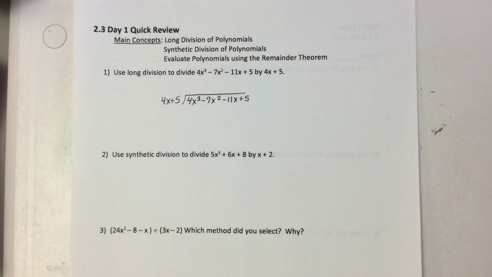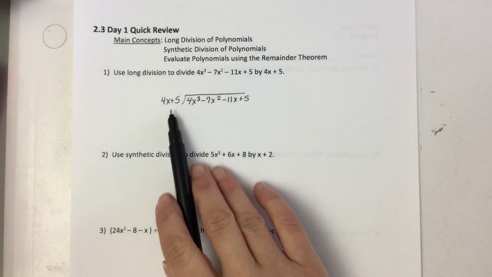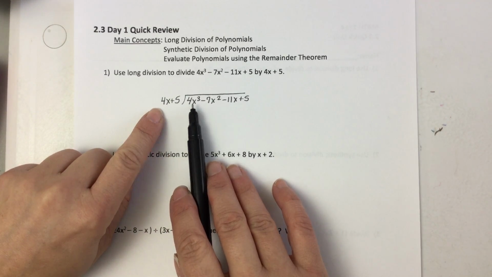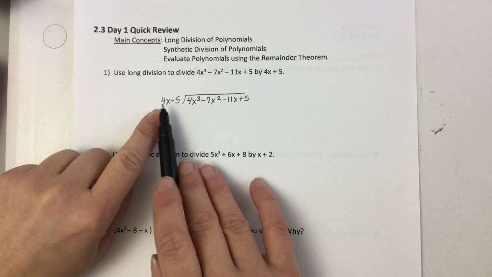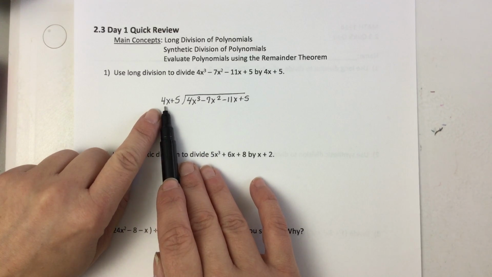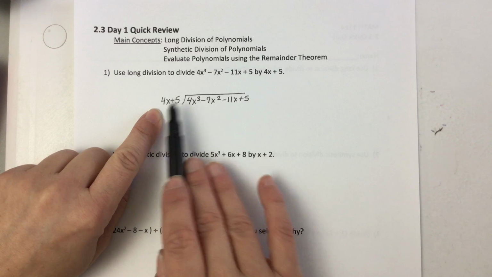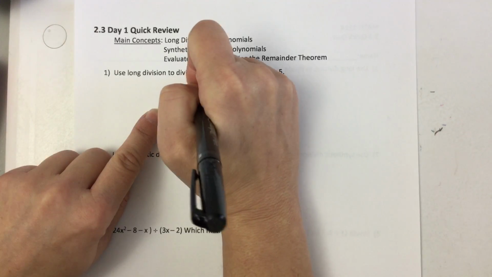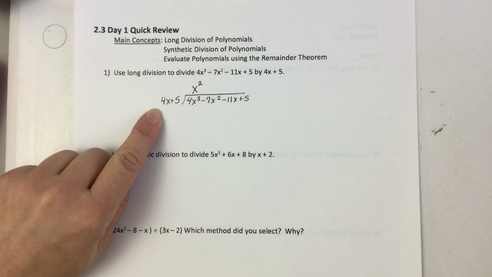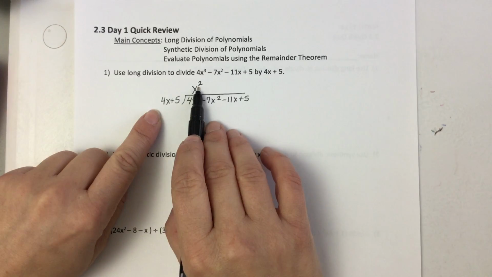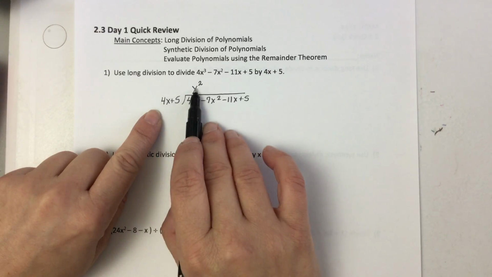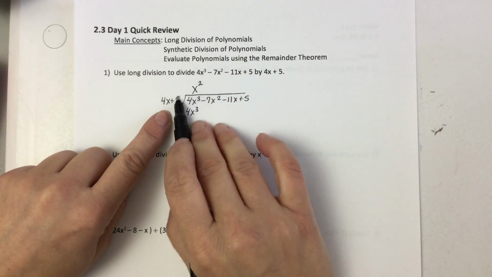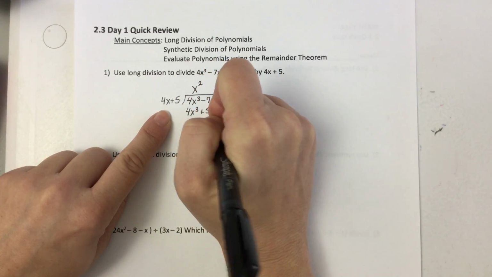Now to start the long division process, what you want to do is take the first term on the outside and turn it into the first term on the inside. So in a sense, I'm looking at 4x and saying, what does 4x need so it can become 4x cubed? Well, it needs 2 more x's. So I put x squared on the top. Now I take x squared and first I multiply it by 4x. x squared times 4x is 4x cubed. x squared times 5 is 5x squared.